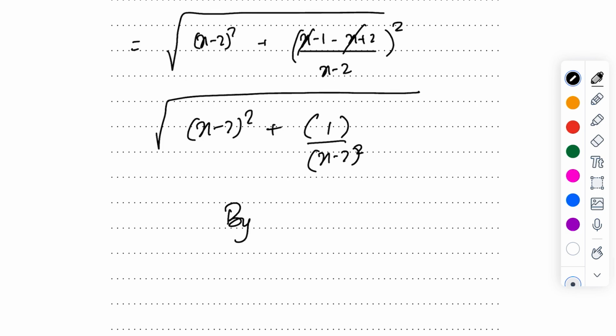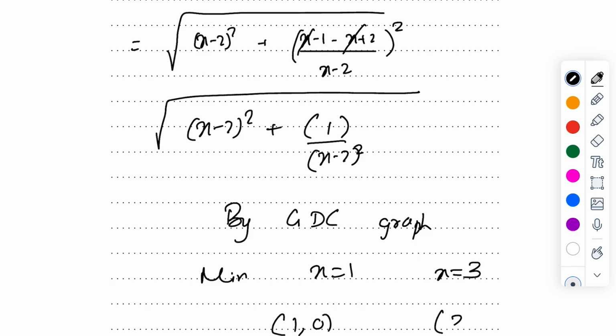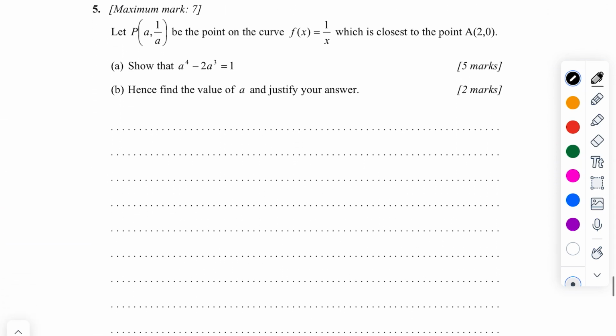Now, by GDC, draw the graph for this one and see the minimum value. Minimum value is at x equals 1 and x equals 3. Plot the points (1, 0) and (3, 2). Just find the minimum value by using the GDC, get the graph. The minimum value will be at 1 and 3. So the points are (1, 0) and (3, 2).